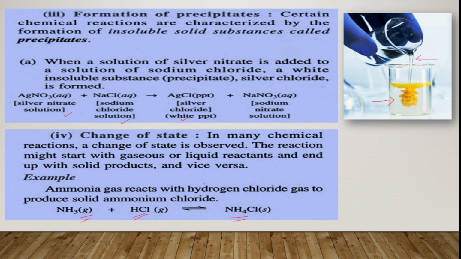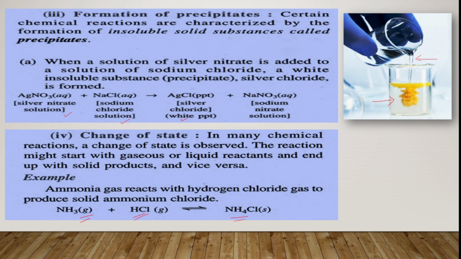So in this reaction, two gases combine together to form a solid product. So the states have changed. Two gases combine together to form a substance in solid state. So change of state also shows that a chemical reaction has taken place. So when a chemical reaction takes place, any one of these changes may occur.